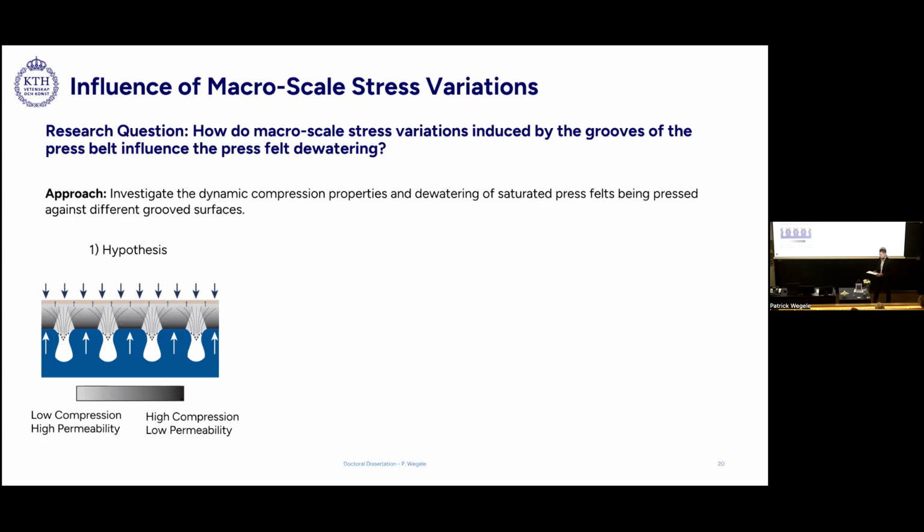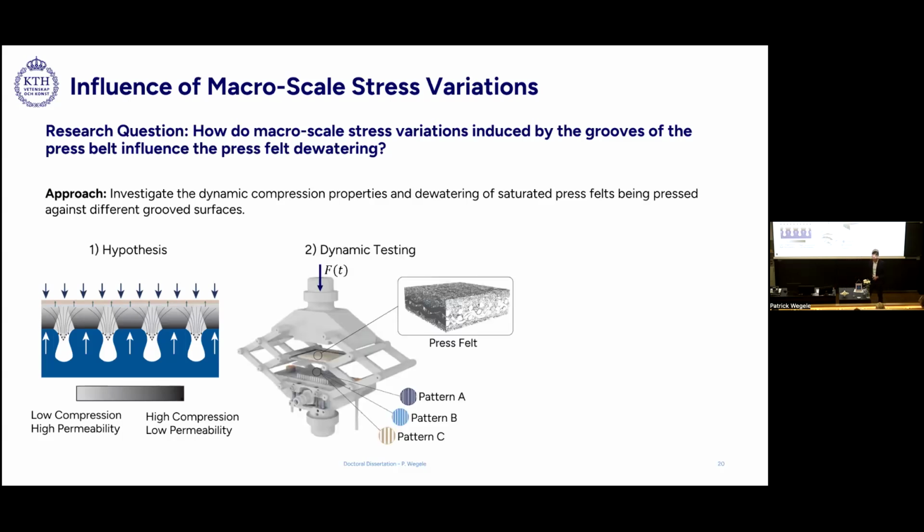So we wanted to investigate the effects on the dewatering a bit more in detail. So we proposed the following dynamic testing setup, and I have a 3D printed model with me now. So this is basically the model of that. What it does is that we have a sample of the press felt here that we place in a carrier between the impact body and the target body. We saturate the press felt with water and then apply a dynamic impulse at a certain load rate against the groove pattern that is on the bottom. Using eddy current sensors allows us to calculate the stress and the strain, but also we can calculate the dewatering that we reach during this impulse.